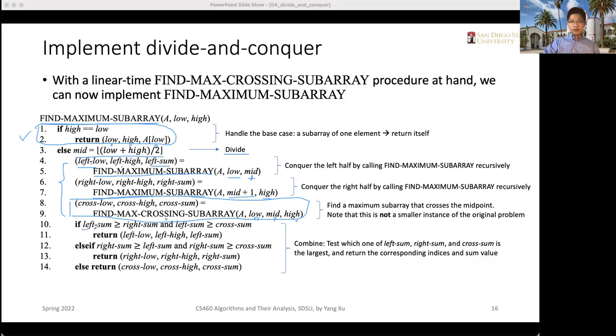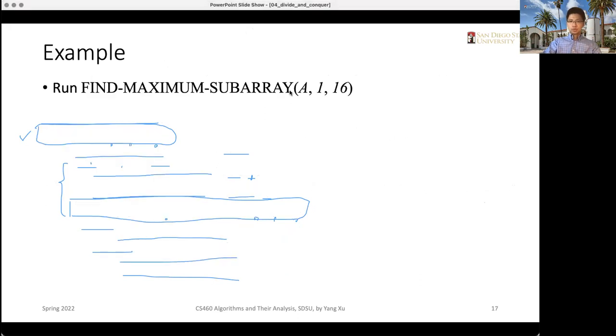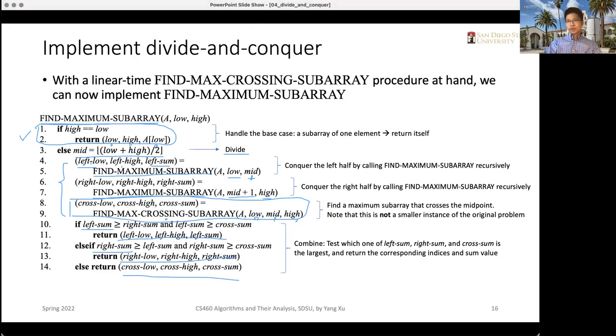So if the left part has a larger summation, we will return the indices and the summation from the left. If the right has a larger one, we return the right. If the cross has the largest summation, we return the cross indices and the cross summation. And we're done with the algorithm. Okay, so that's the complete code.